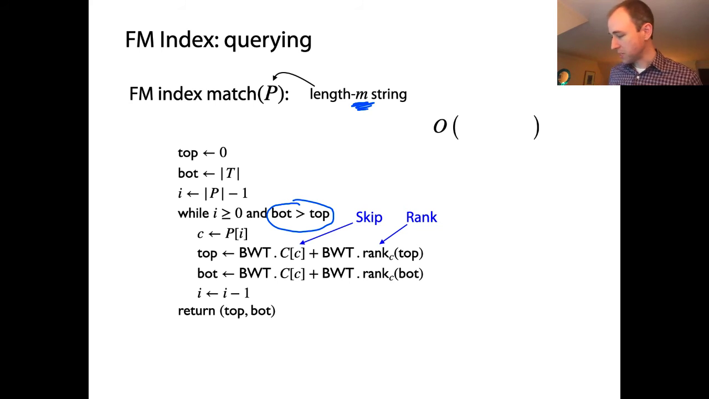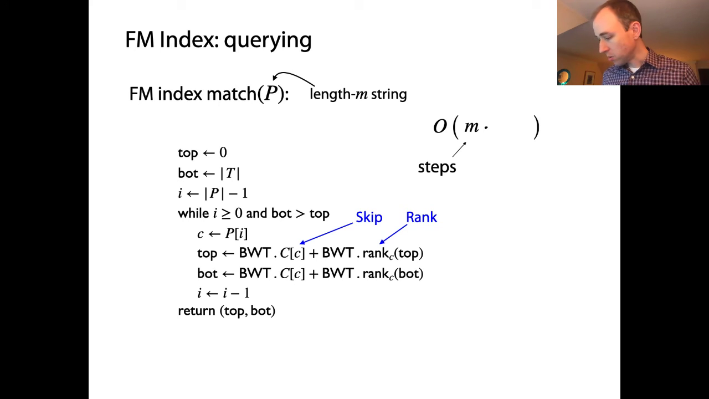So how much work are we doing, big O-wise? Well, again, like we just said, that loop may have to iterate up to m times, the length of the pattern. So it's going to have m steps. But that's going to be multiplied by how much work we're doing in the inner loop. Some of the stuff in the inner loop is lookups, very simple, and that's just a decrement. So the complicated part is the rank query, as usual.